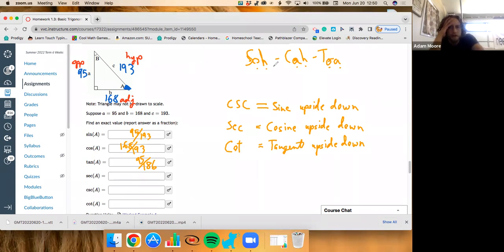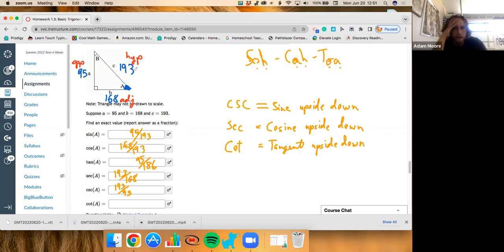Anyway, so if cosecant is upside down of sine, then what was our sine ratio? That was opposite over hypotenuse. So we'll go hypotenuse over opposite, which would be 193 over 95 instead of 95 over 193. 193 over 95, that's cosecant. Cosecant, that's 193 out of 95, you know? And then secant is upside down of cosine. So whatever, adjacent over hypotenuse, so hypotenuse over adjacent, 193 out of 168.